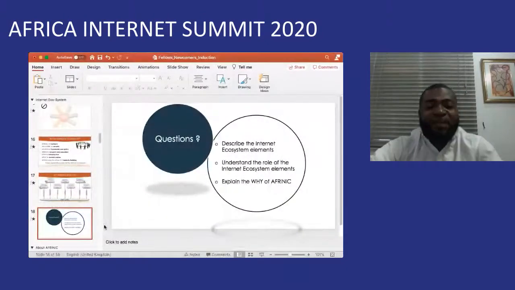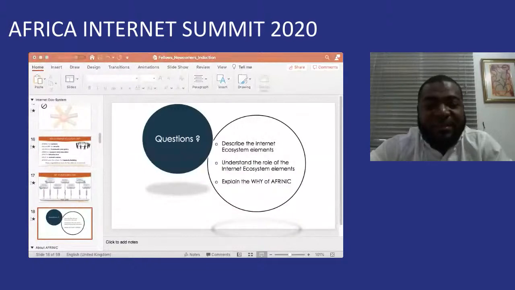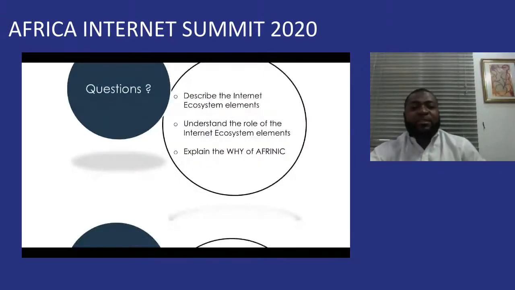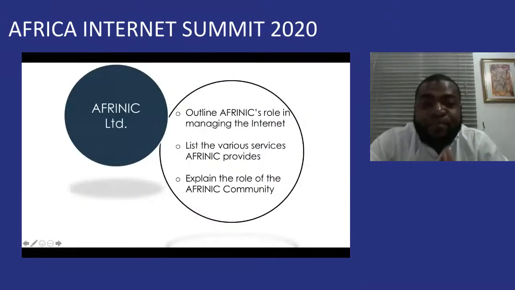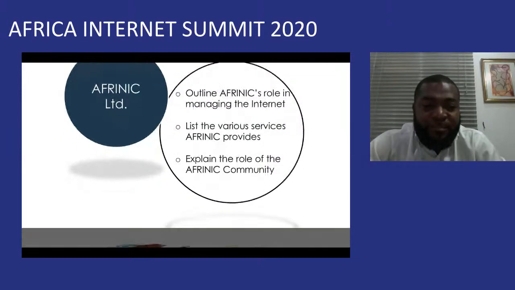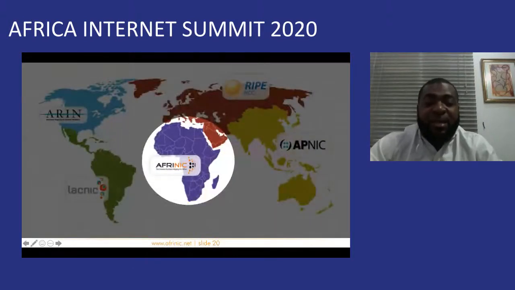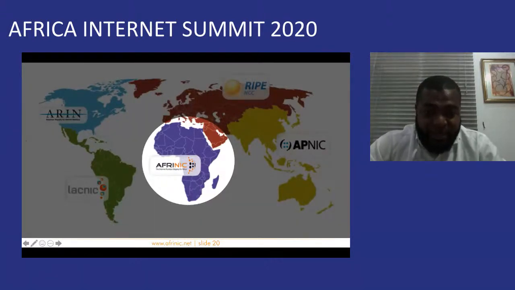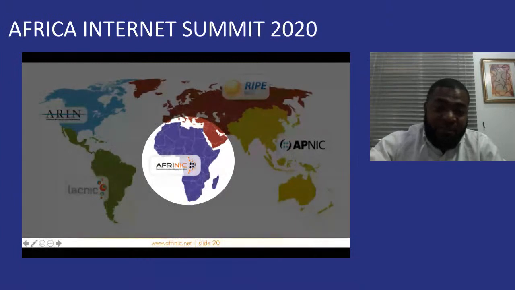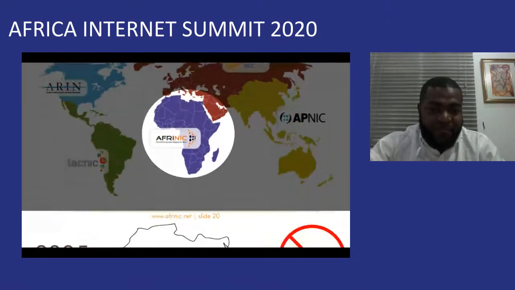Okay, thank you. Now we continue to the second session. Now we are going to talk about AFRINIC. We are going to learn the roles of AFRINIC and the list of the services we are giving, and we are also going to explain how AFRINIC is governed. We just said that we have 5 Regional Internet Registries, and AFRINIC is one of them. So now let's focus on AFRINIC.